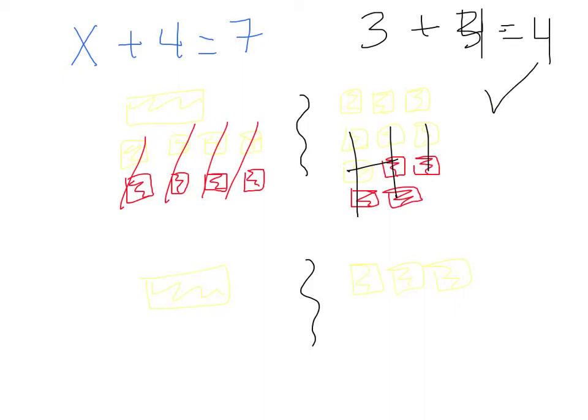Oh, sorry, I am not writing what I'm saying here. Let's try that again. Okay, 3 plus 4 equals 7. So we were correct in solving with our algebra tiles.